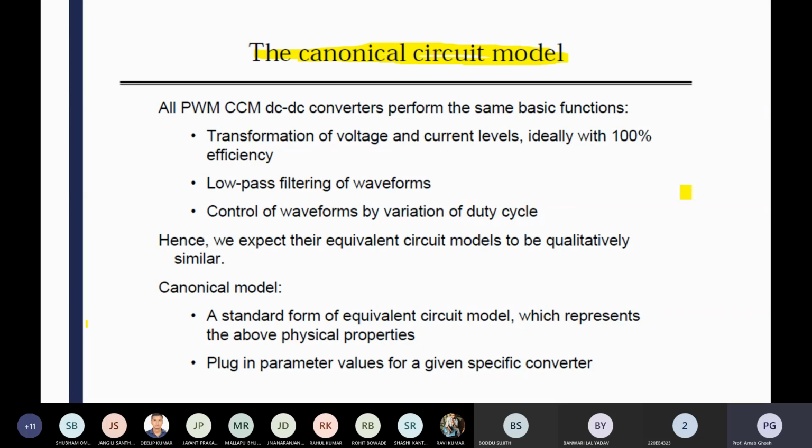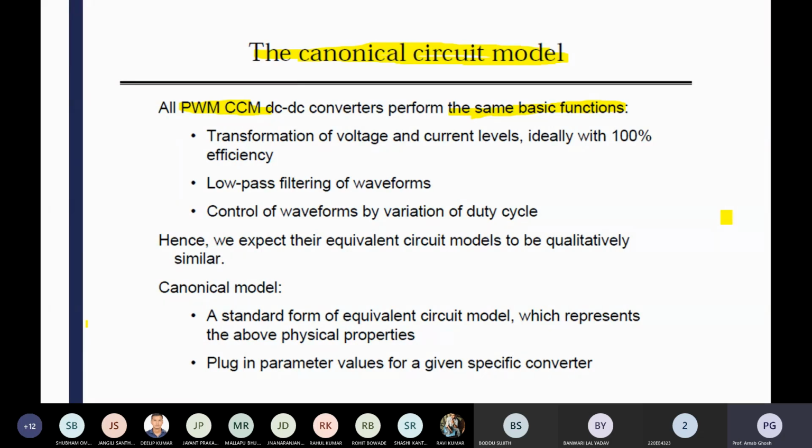Here you can see PWM CCM, meaning pulse width modulated and continuous conduction mode. DC-DC converters perform the same basic functions. So in all the modelings you can see that their working is the same. The output may be the same, but the main difference is accuracy, how accurately you are able to model your converter. That is the basic motivation for using different techniques for modeling of switching converters.